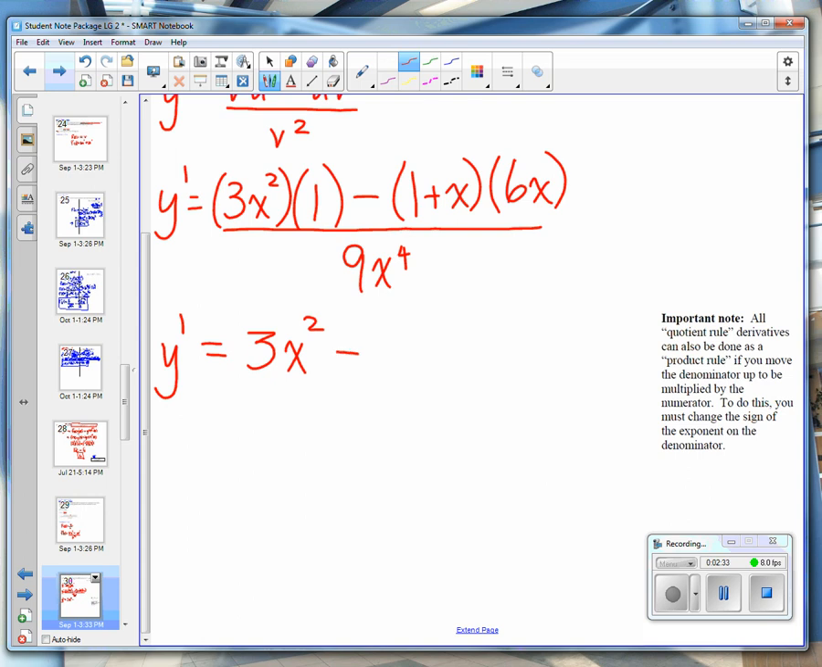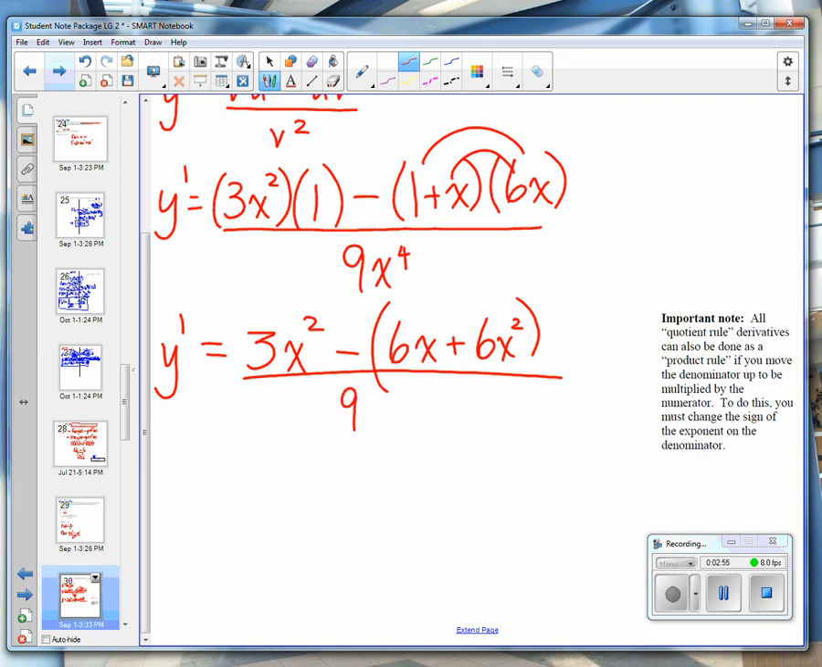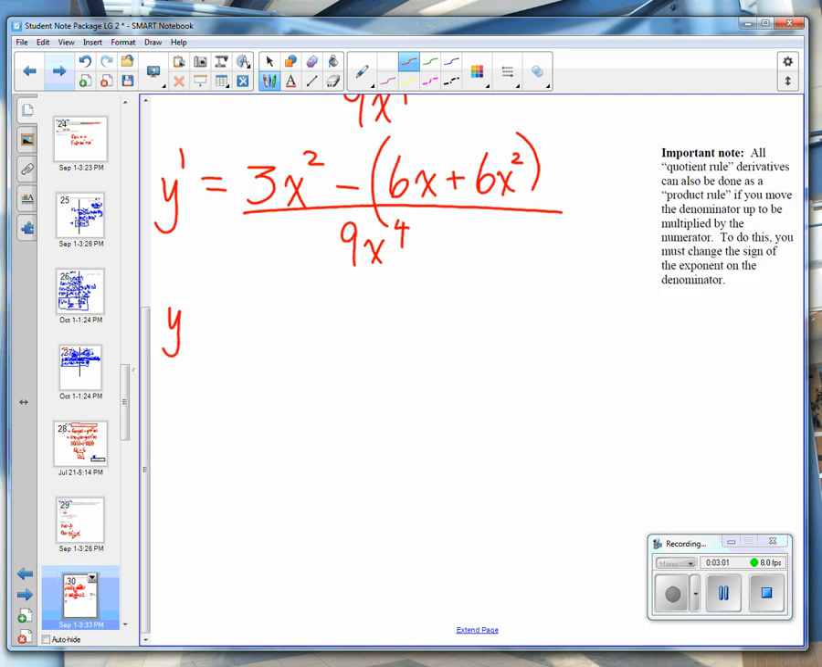Minus, now be careful with your brackets, guys, and careful with that minus sign. I always get students making that mistake. So if you want to be really careful, just draw your bracket and then expand. So 1 times 6x is 6x. X times 6x is going to be 6x squared. Some of you will probably do that a lot faster without the brackets, but it just depends on your comfort level. Now we can obviously expand this a little bit more, get rid of those brackets.